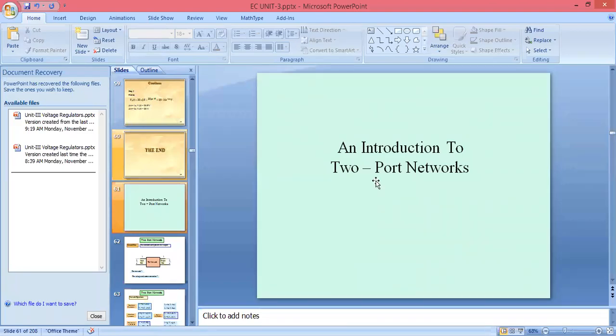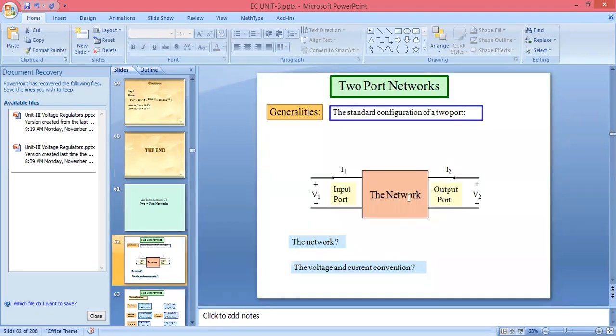Good morning. In today's session, we have to study about the two-port network. You can see here, this is the circuit diagram for the two-port network. So what does it mean by network? A network will consist of two pairs of terminals. If you see, it will consist of two pairs of terminals. This is a pair of terminals, one pair.